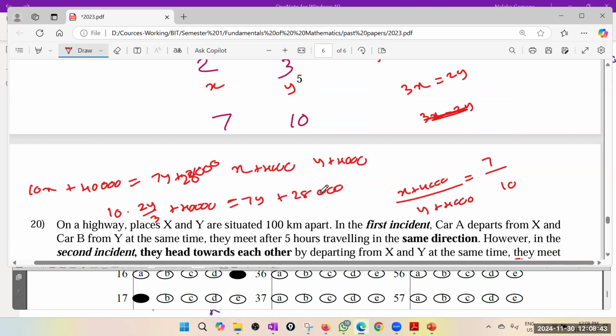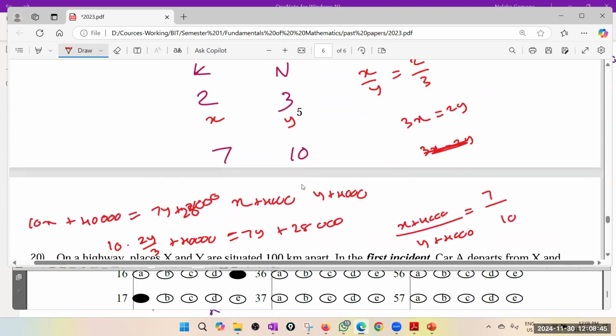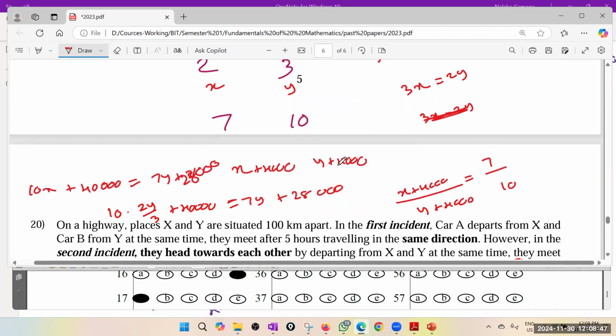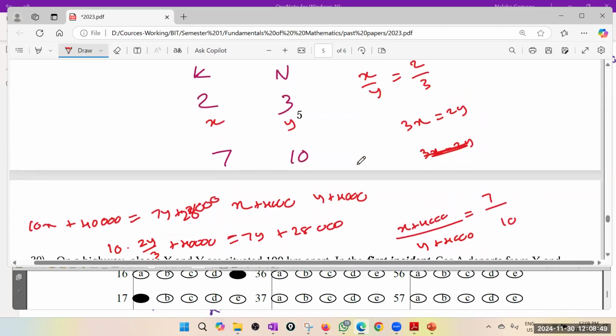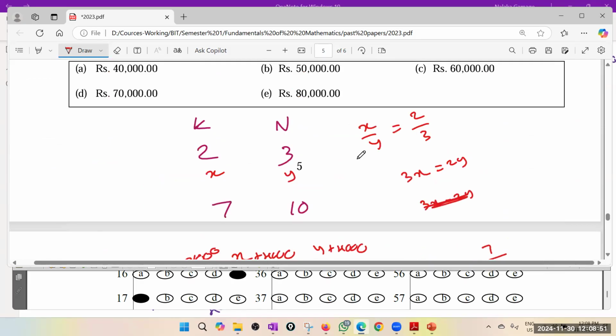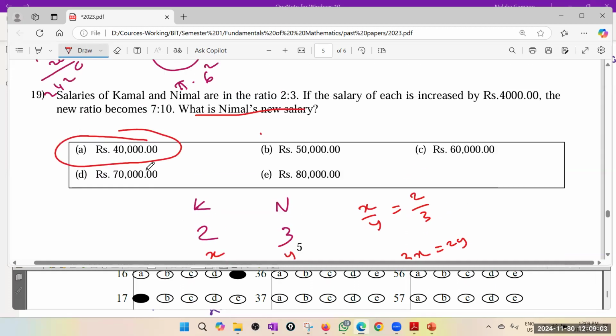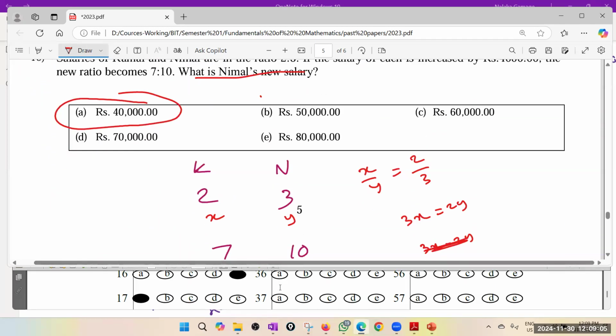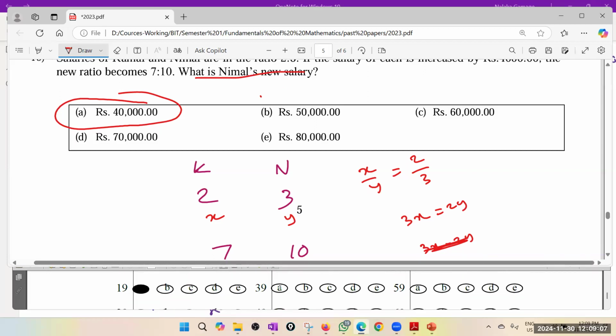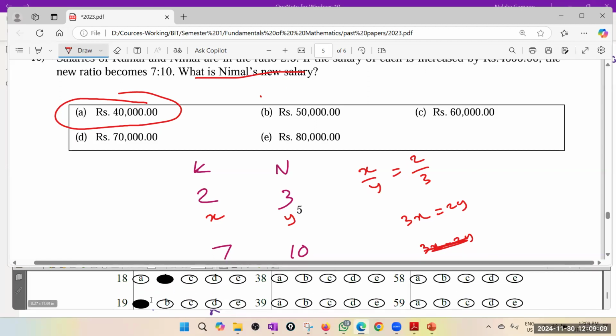What they ask is the new salary. The new salary is 36,000 plus 4,000, which is 40,000. Do we have 40,000 in the options? Yes. So the new salary of Nimal must be 40,000. The answer is A.